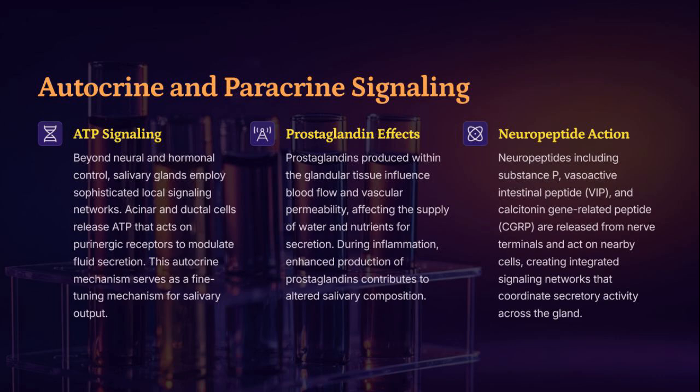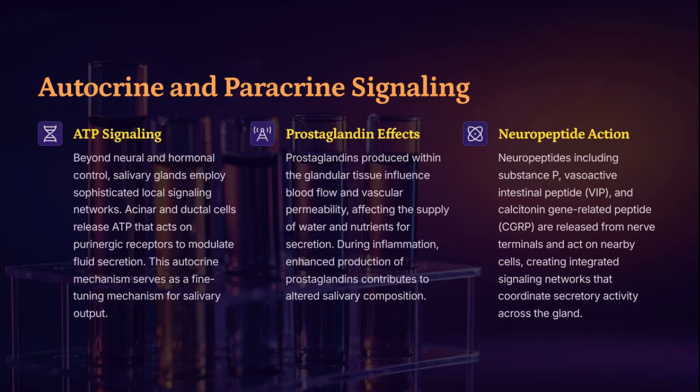One important example is ATP, which is released by both acinar and ductal cells. It binds to special purinergic receptors, helping regulate the amount of fluid secreted, almost like a built-in thermostat. Another key player is prostaglandins, which are lipid molecules produced inside the gland. These influence blood flow and vascular permeability, meaning they control how much water and nutrients reach the cells for saliva production. During inflammation, prostaglandin levels go up, and this can change the composition of saliva or even reduce its flow.